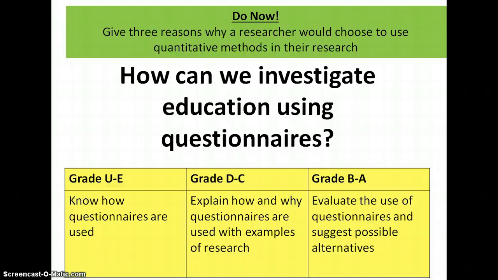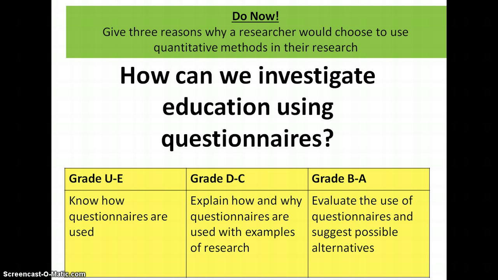One of the research methods that sociologists use to investigate society, in particular education, is through the use of questionnaires. We started by reviewing quantitative methods from last lesson. A reason might be because they're reliable, because you can measure patterns and trends, and it's favoured by positivist sociologists. Today we're going to be looking at questionnaires.